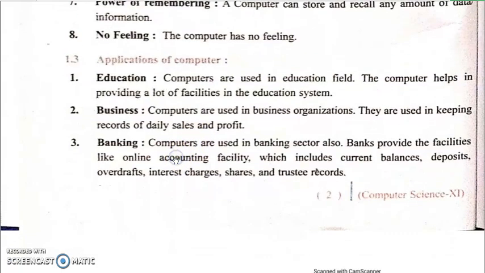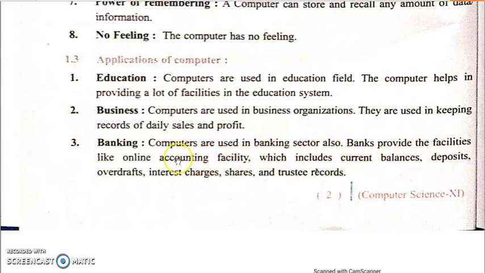Next is banking. Banking again is another field where most of the work is done by the computers. So these days no manual transaction is taking place. All the computing devices are being used, and online transaction is being done, and the ATMs, all these features are in use because of the computers. So computers are used in banking sectors also.